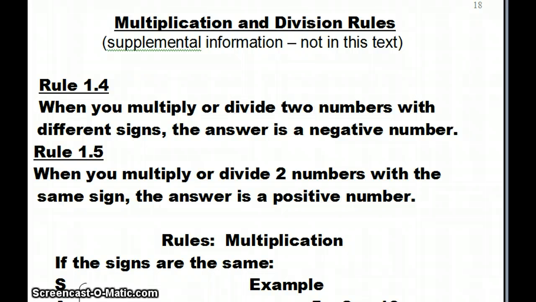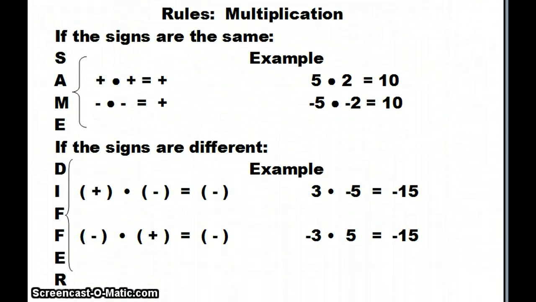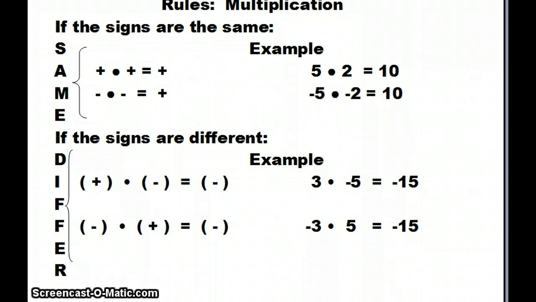The first rule is when you multiply or divide two numbers with different signs, meaning one is positive and one is negative, the answer is a negative number. Rule 1.5: when you multiply or divide two numbers with the same sign, meaning they're both negative or both positive, the answer is a positive number. So the rules for multiplication summarized are, if the signs are the same, a positive times a positive gives a positive, and a negative times a negative gives a positive. The two examples are on the right hand side: 5 times 2 is 10, and negative 5 times negative 2 is a positive 10.